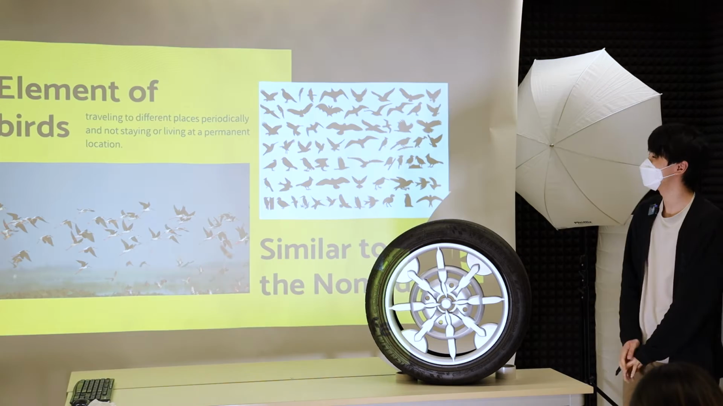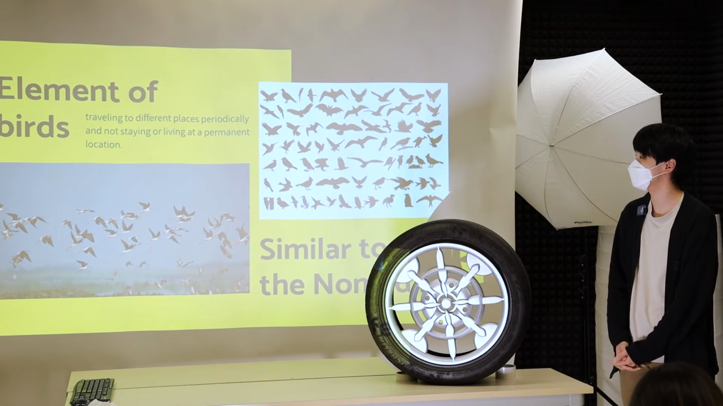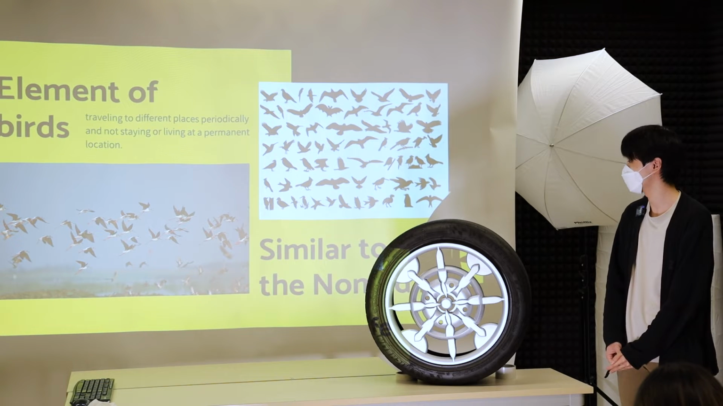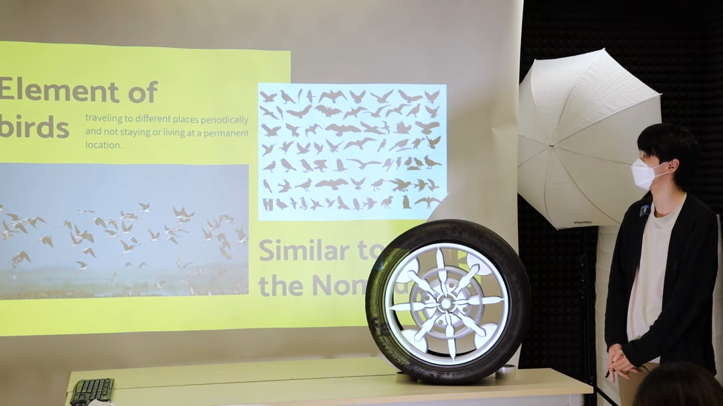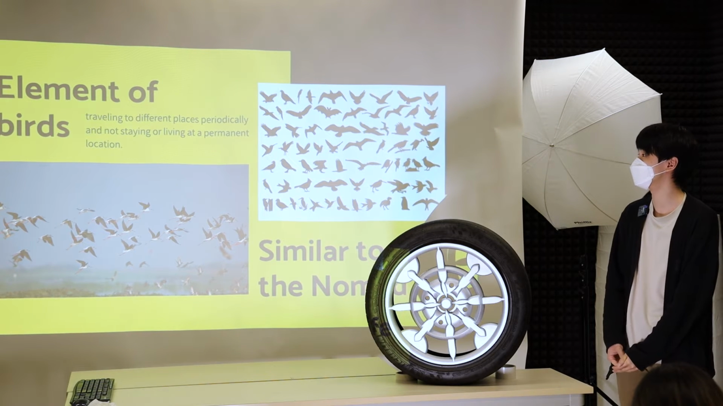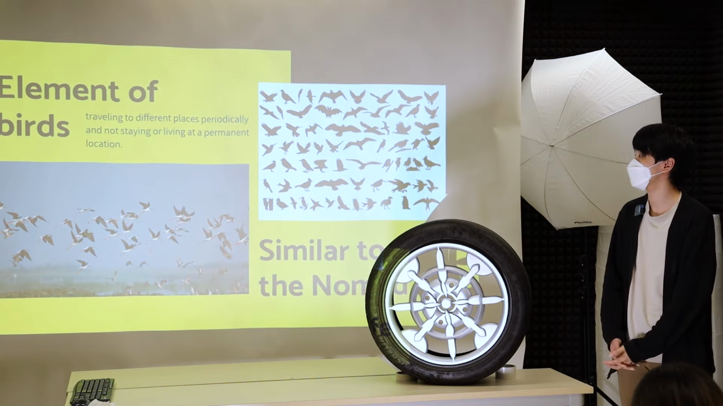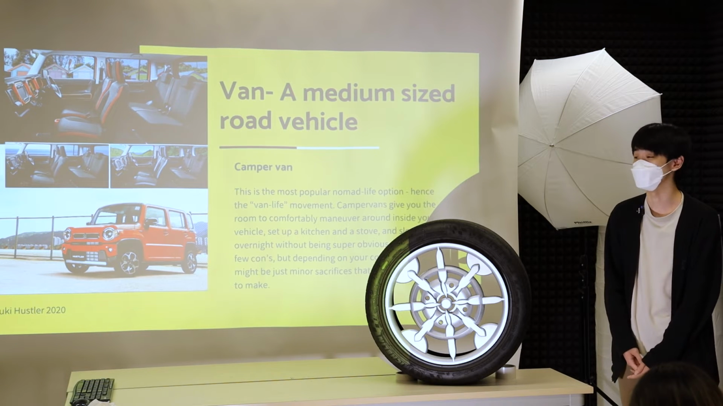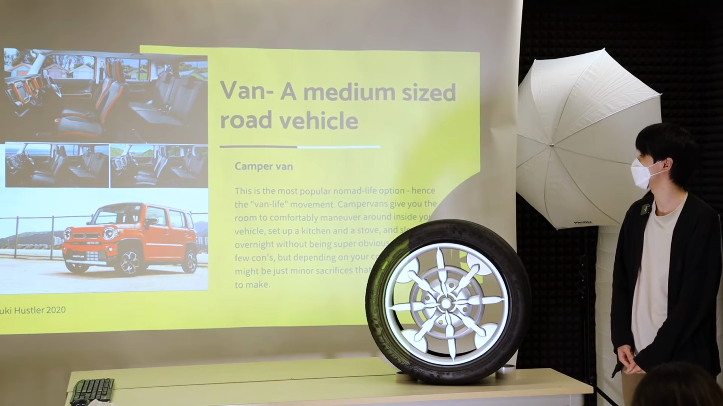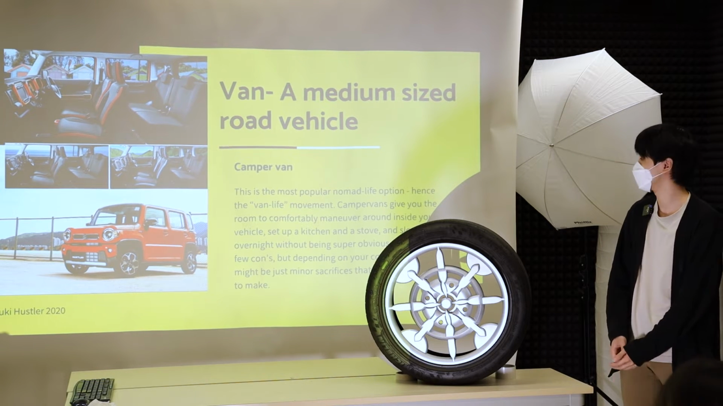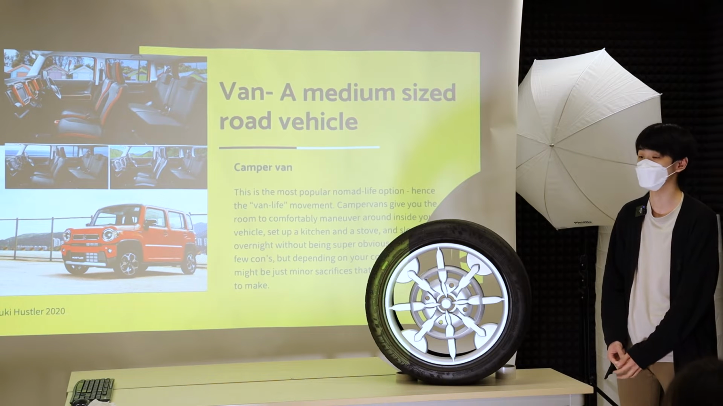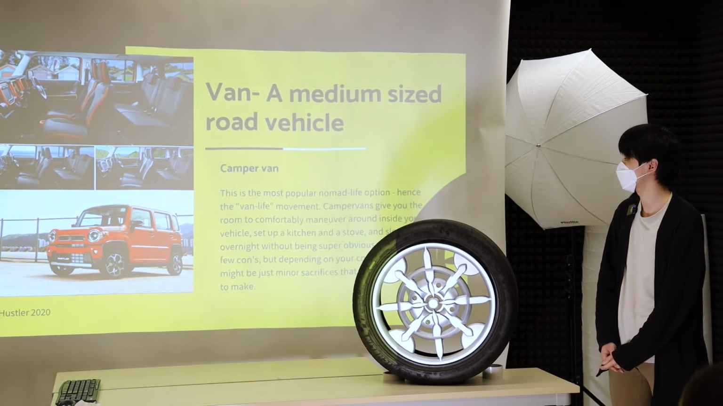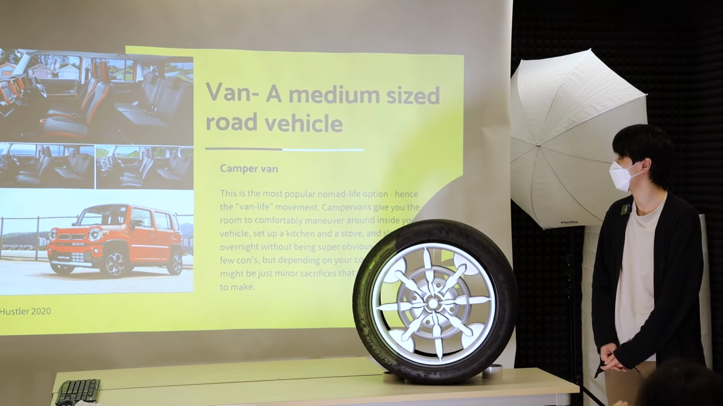And I think the elements of the bird are similar to the nomad's lifestyle, because they are traveling to different places periodically and not staying or living at a permanent location. And this is the target car of my wheel design, and it's the most popular nomad lifestyle option, and also it's the best-selling camper car in Hong Kong.